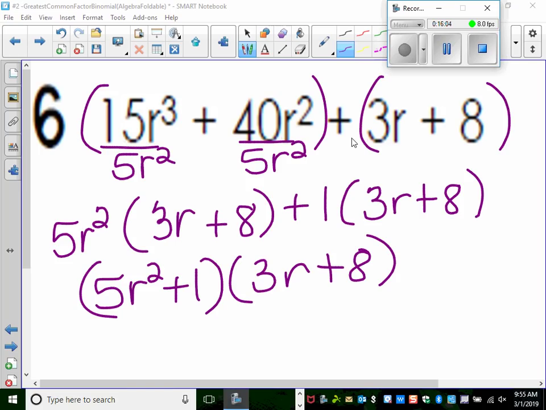And then here, the only thing they have in common is 1, so it's not going to change that. You put your outside GCFs in one set of parentheses. That's 5r squared plus 1. And then the common one is 3r plus 8.